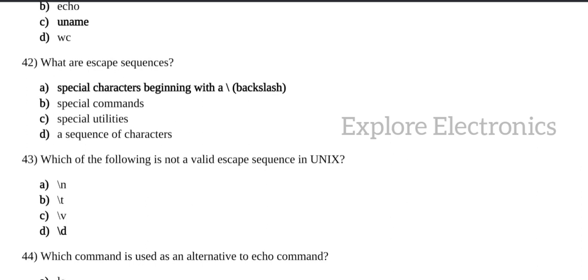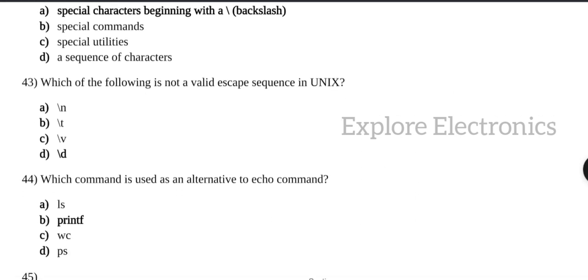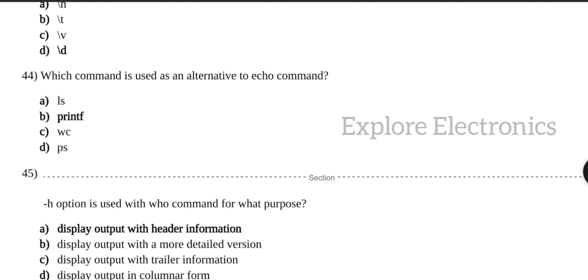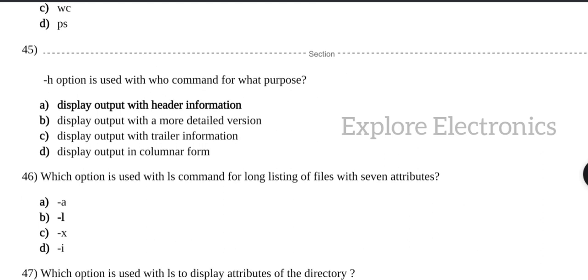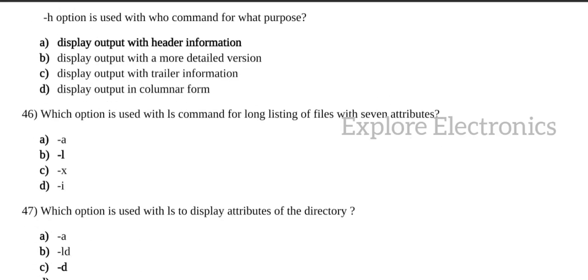What are escape sequences? They are special characters beginning with a backslash. Which of the following is not a valid escape sequence in Unix? Backslash d is not a valid escape sequence. Which command is used as an alternative to the echo command? printf. The -H option is used with the who command for what purpose? Display output with header information.